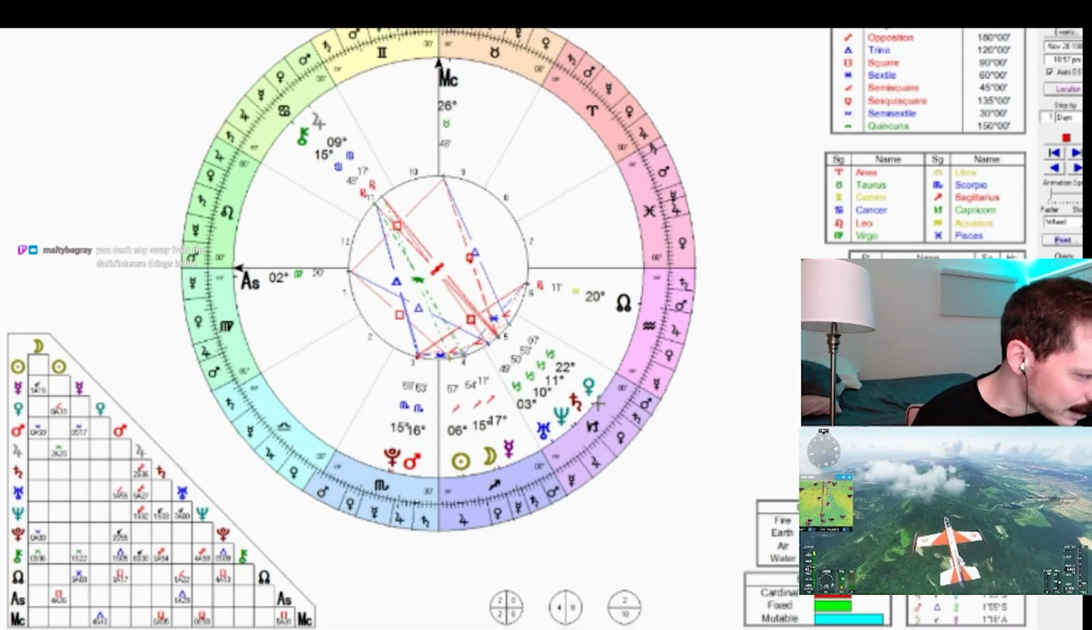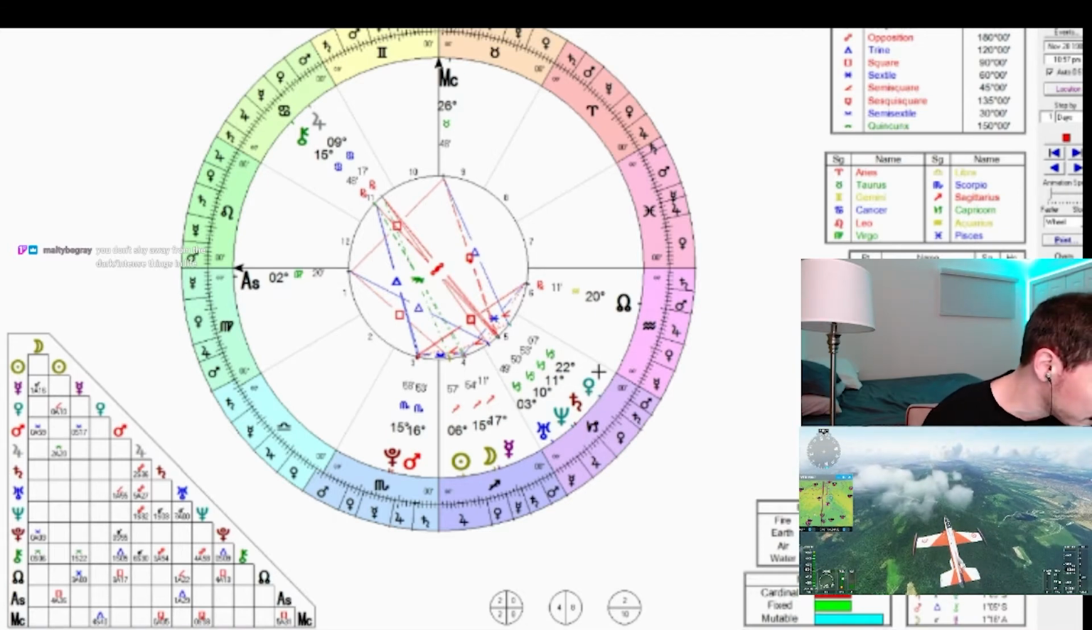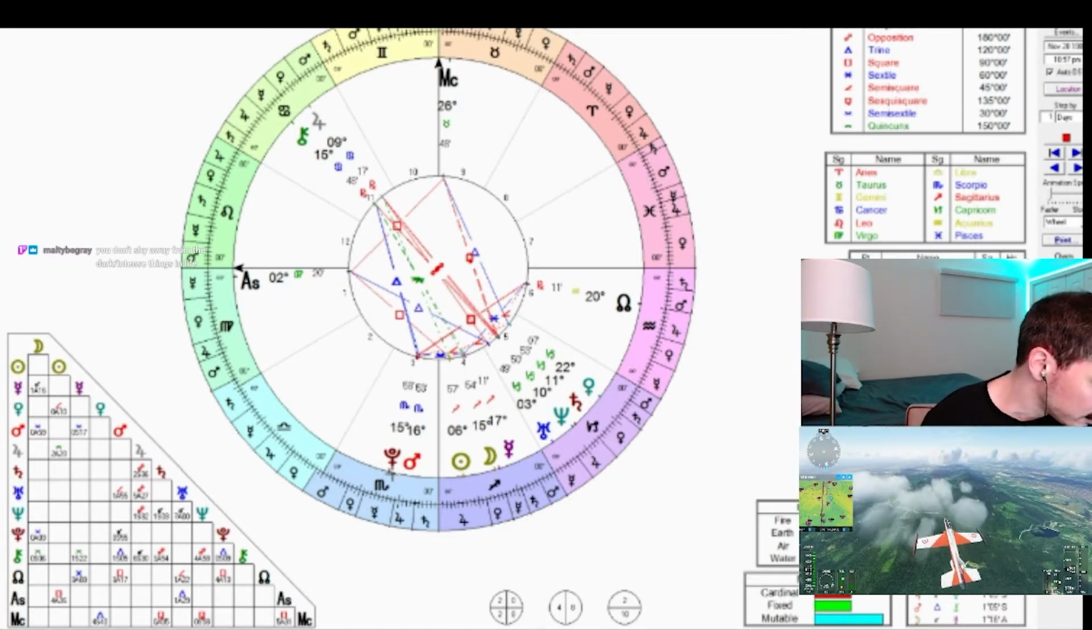Pluto, can I ask questions? Yeah. Did Pluto show up in here? Yeah. Pluto is right here. This is the glyph for Pluto.